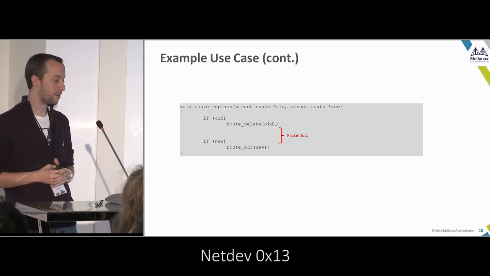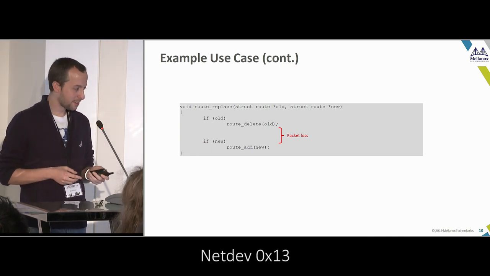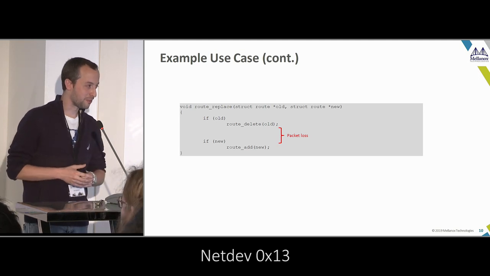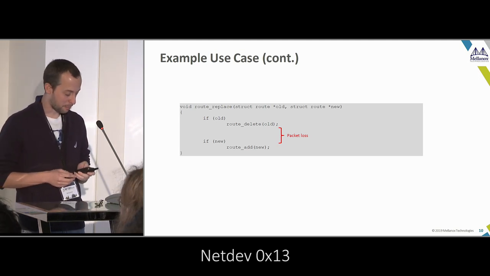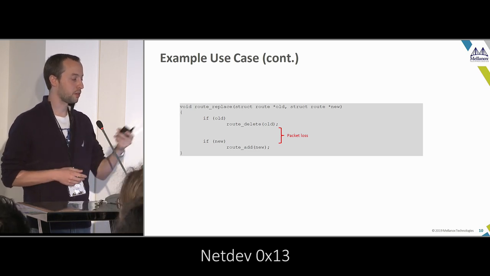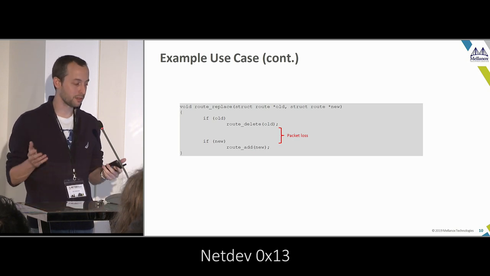And this is not FRR. Well, it is if it's V6, but that's a different pattern. It was IPv4. So during this period, after you delete the old route and before you insert the new route, there is no route and packets are being dropped, and we didn't know why.